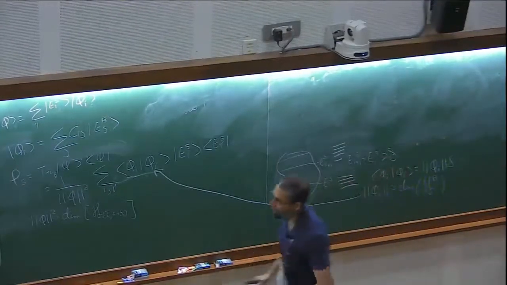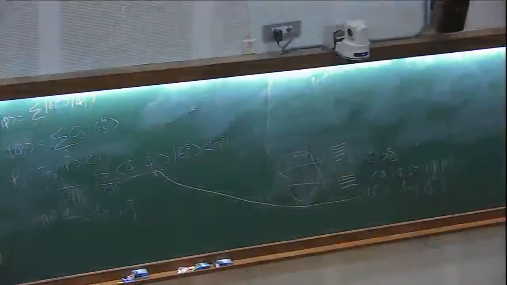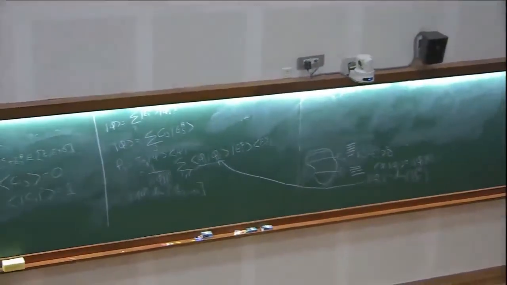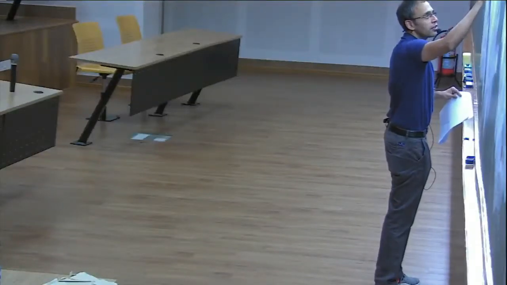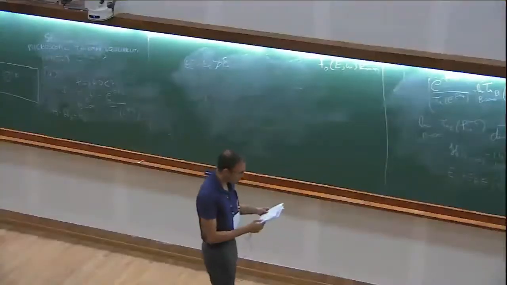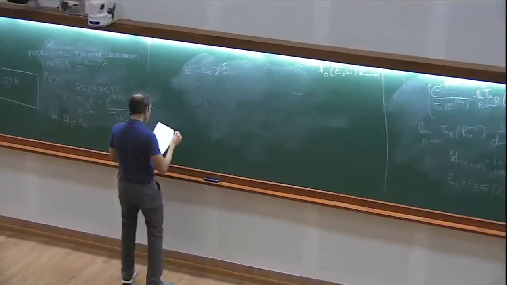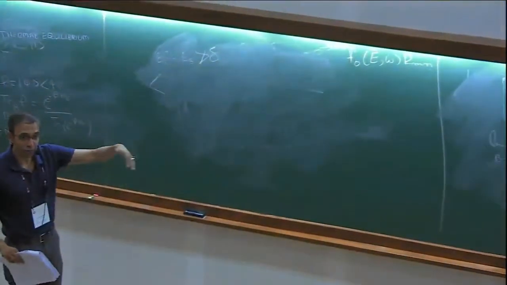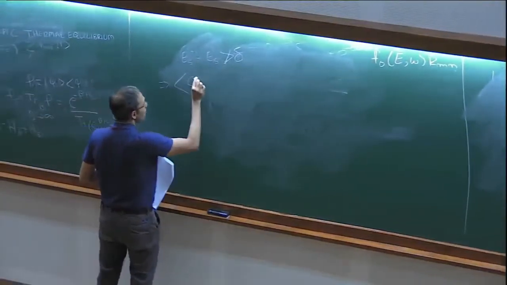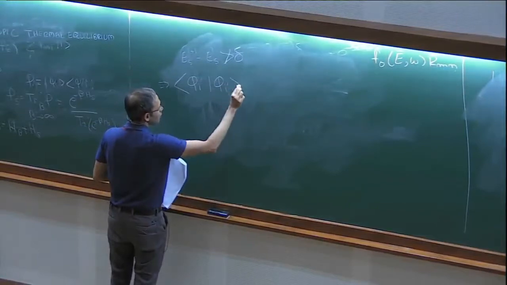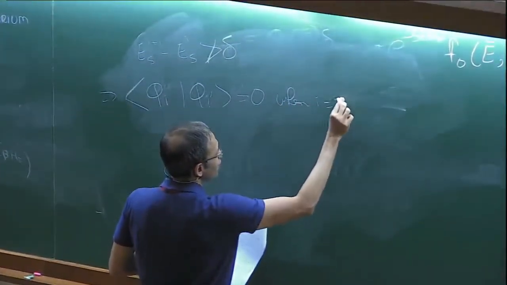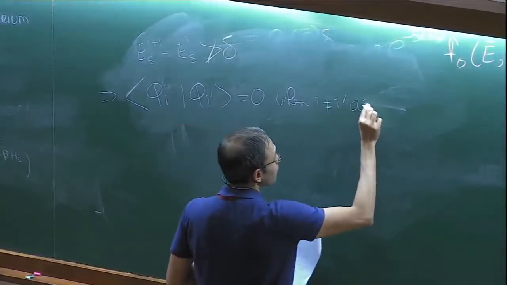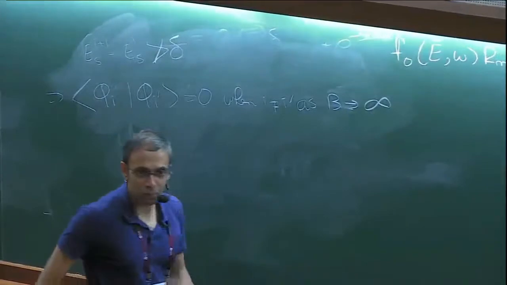Maybe I should just move to that side of the board now, and in two or three lines the proof is complete. So if E I plus 1 S minus E I S is not greater than delta, if it's actually smaller than delta, it turns out even then this condition holds. And the reason is, and this is where the size of the bath going to infinity becomes particularly important, that even when this is true, phi I and phi I prime is going to be equal to zero when I is not equal to I prime, as the size of the bath goes to infinity.